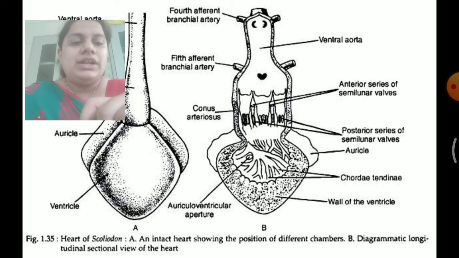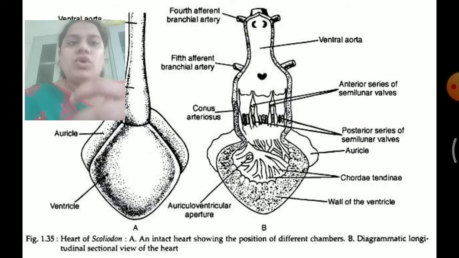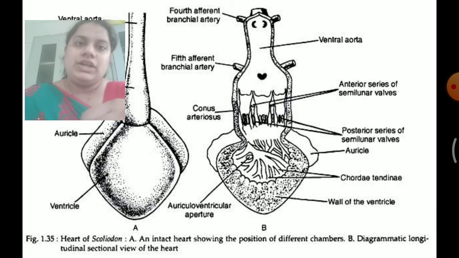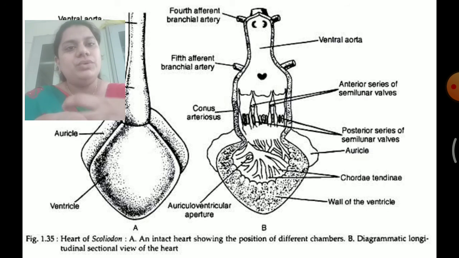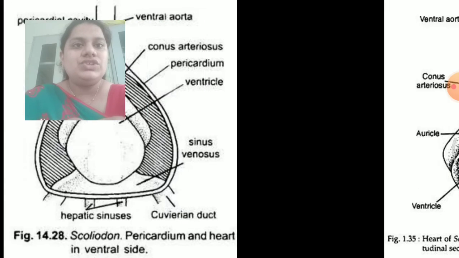The ventral aorta is guarded by semilunar valves. Two rows of semilunar valves are present here. They guard the flow of blood from one chamber to another. Whenever a fluid is moving from one chamber to another, there will be valves controlling the movement of blood. Finally it reaches the ventral aorta.